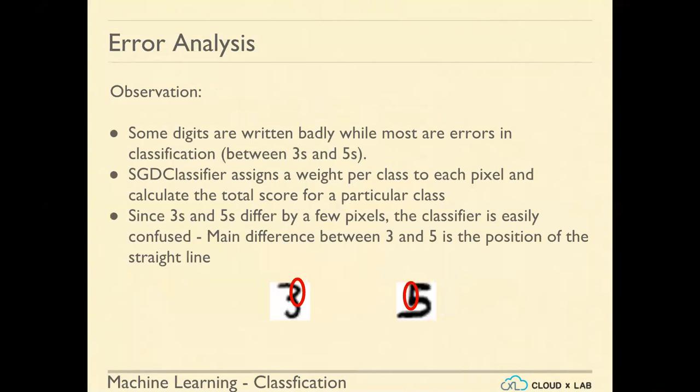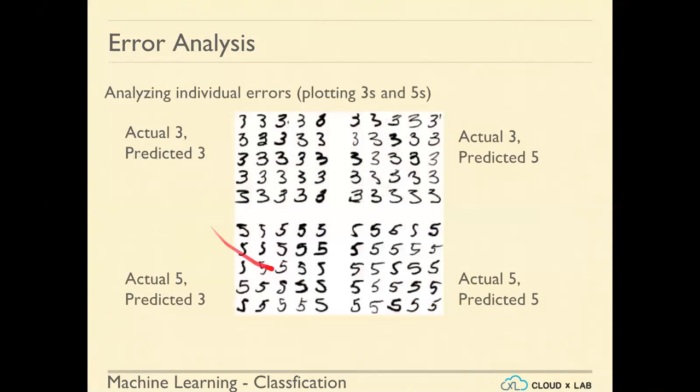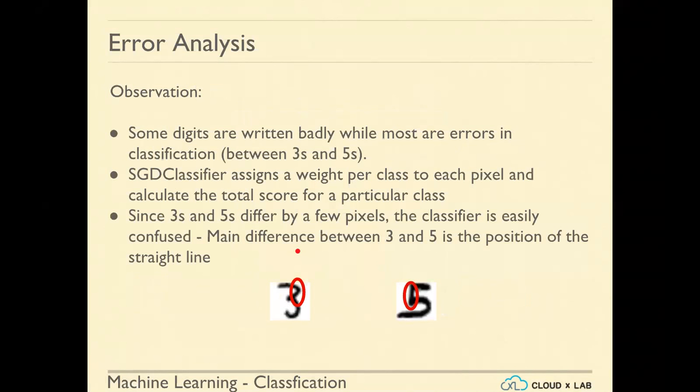The other thing we could do is, right now we basically give each pixel equal value, right? Each pixel equal value. We could basically assign some kind of a weight for each pixel and calculate the total score for a particular class. Okay.